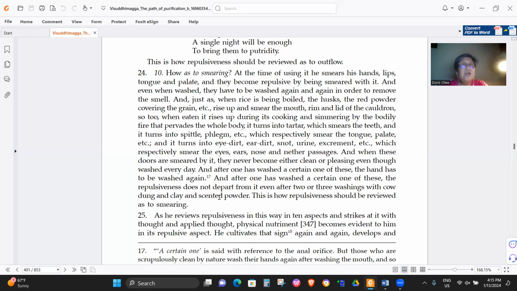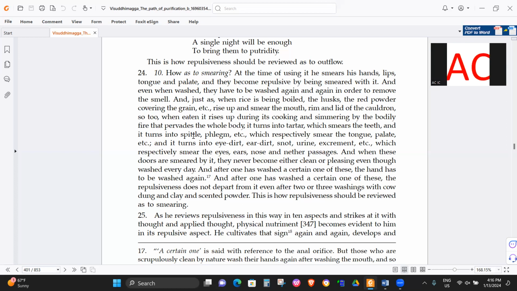They never become either clean or pleasing, even though washed every day. And after one has washed a certain one of these, the hand has to be washed again. And after one has washed a certain one of these, the repulsiveness does not depart from it, even after 2 or 3 washings with cow dung and clay and scented powder. This is how repulsiveness should be revealed as to smearing.